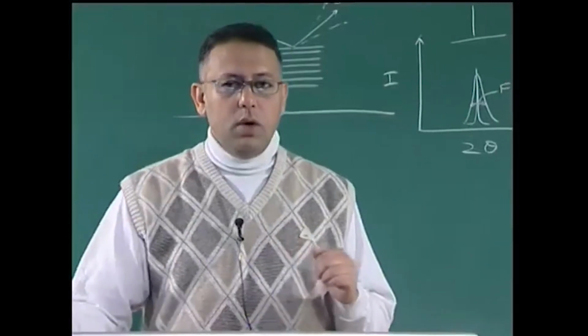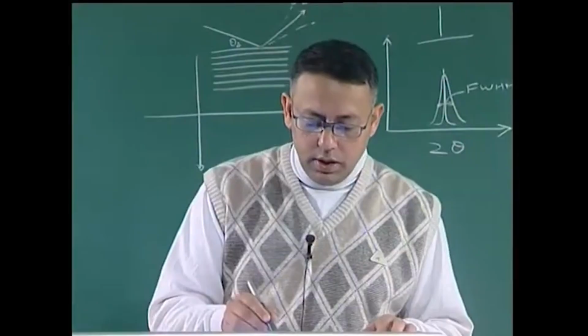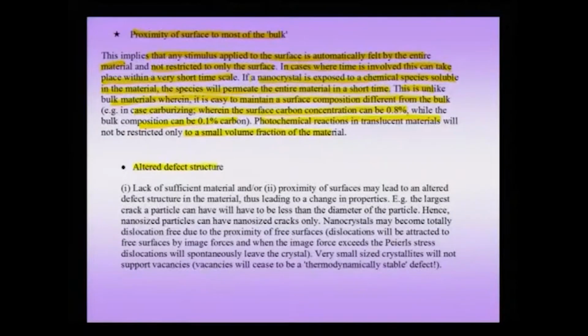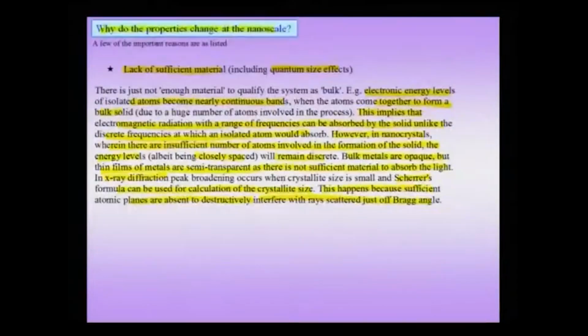One subset of these that is also worthwhile to consider is the case of the altered defect structure, and this, as we shall see, can come from the lack of sufficient material or proximity of surfaces. That means we are talking about altered defect structure coming from some of the effects we have just now seen, which is proximity of surfaces as in the slide, or the case of lack of sufficient material.